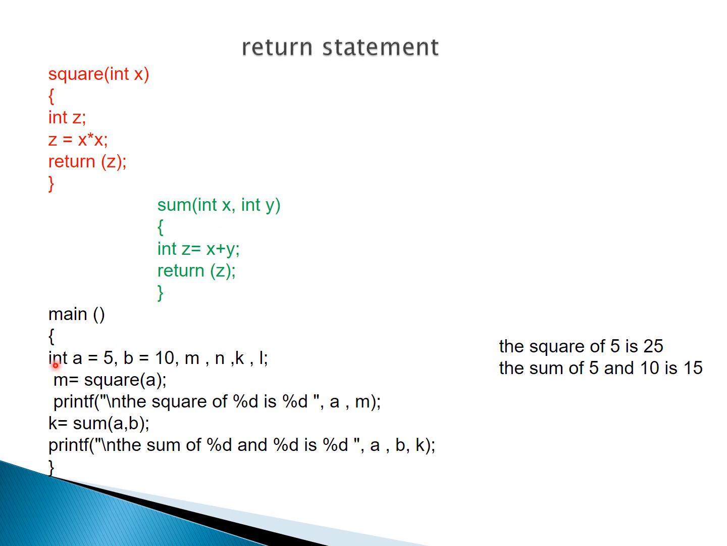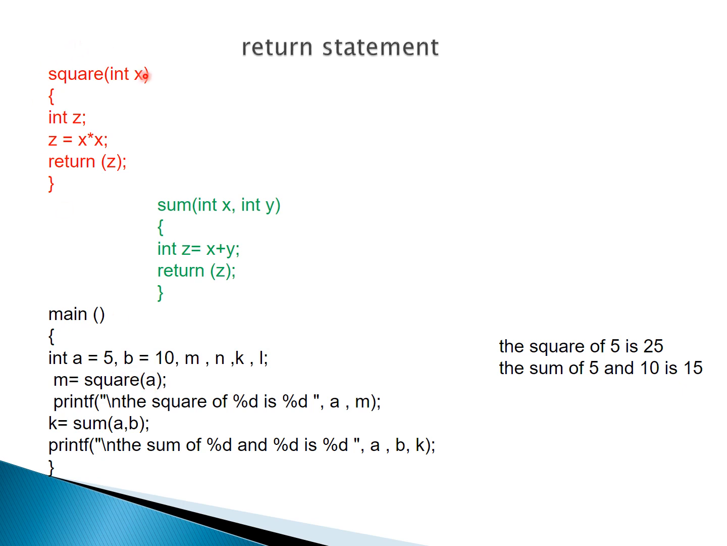So let's execute this one. Now in this program we have 1, 2, 3, 4, 5, 6 integer variables. A is 5, B is 10, M and N, L. So here we are calling the square function, but we have to write M assign. This is the assignment operator, because this function will return an integer, so we have to receive this integer on some variable. So we are receiving it on M, and then we are printing the square of this, and this is M. So you can see we send A, which is 5.